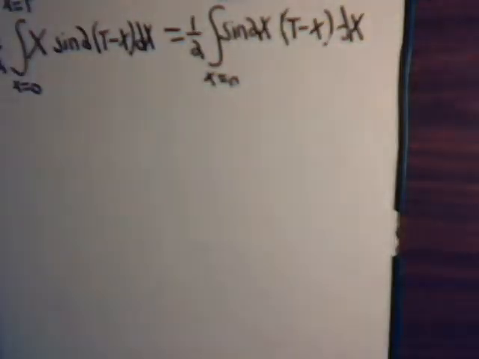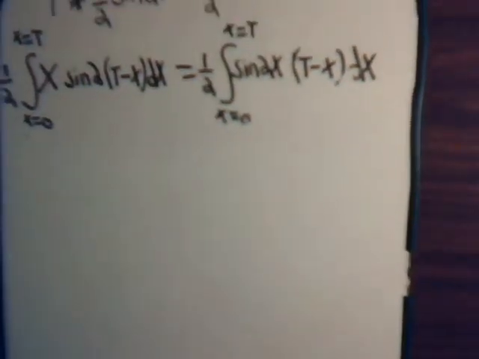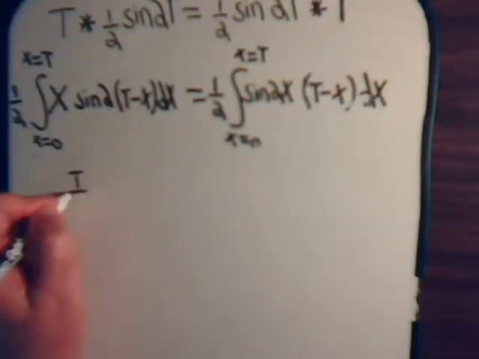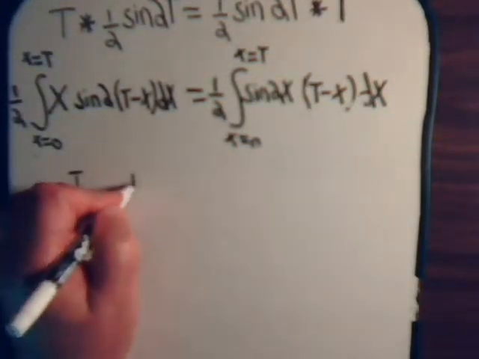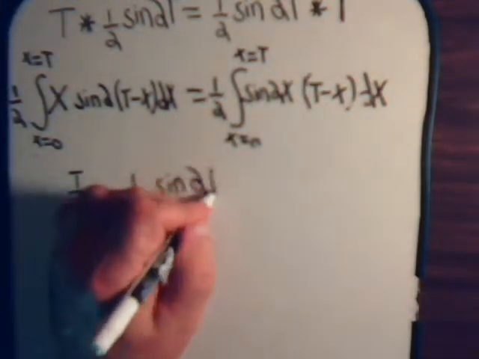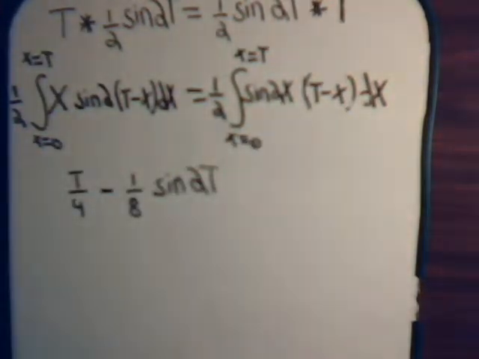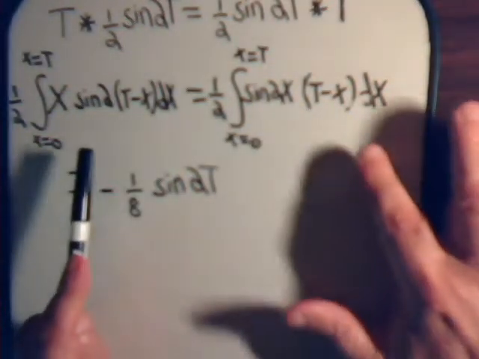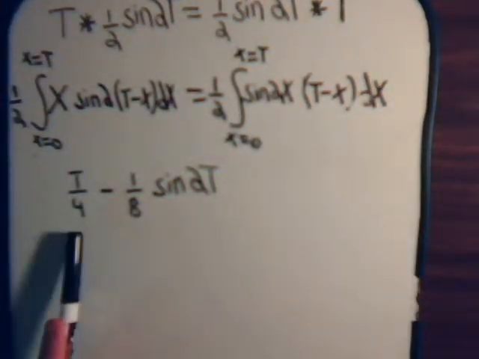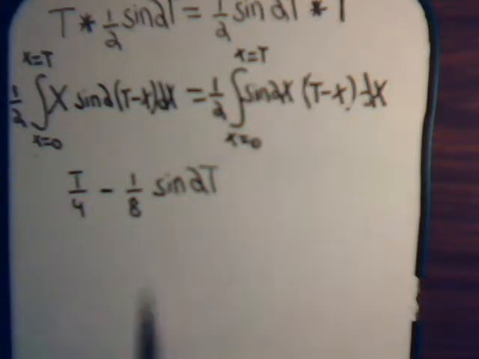And what we've demonstrated then is that each of these integrals has, for its final answer, t over 4 minus 1/8 the sine of 2t. And notice that these integrals do give us a function of t. In this case here it's t over 4 minus 1/8 times the sine of 2t.